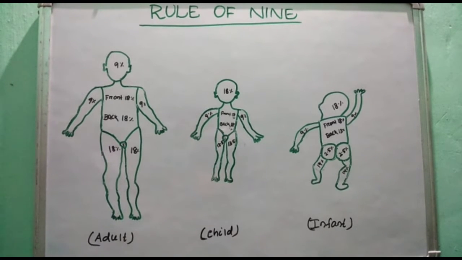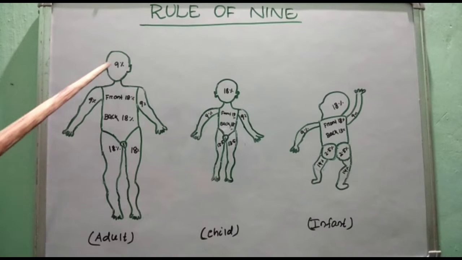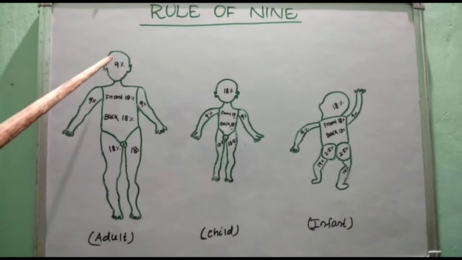So by using rule of 9, how to assess it? Just have a look at this diagram. This diagram is the rule of 9 for adult. This is for the child. This is for the infant. If in an adult the whole head is bone, we give it 9%.